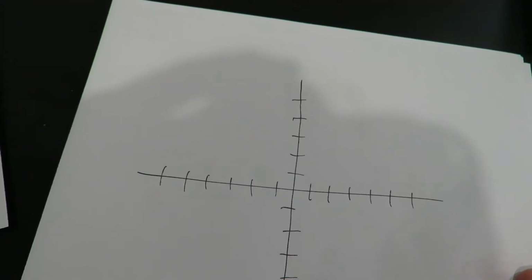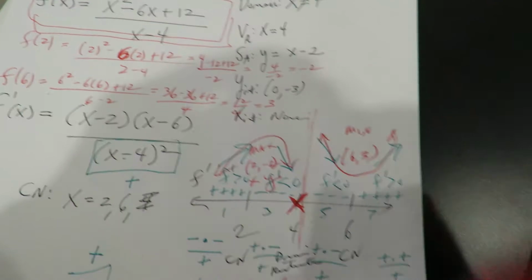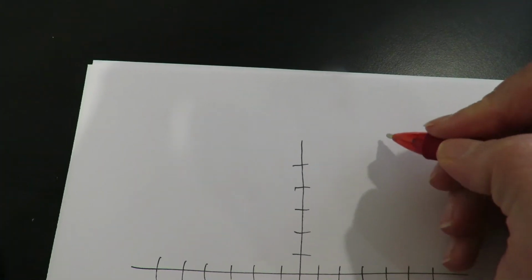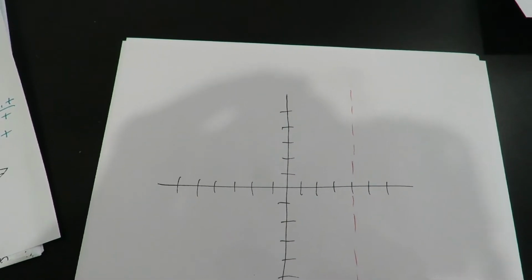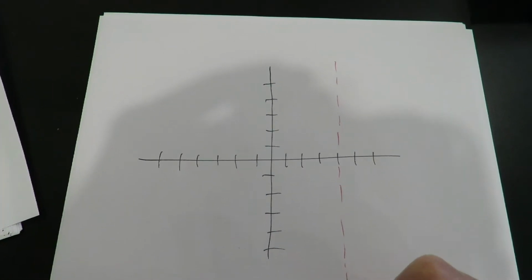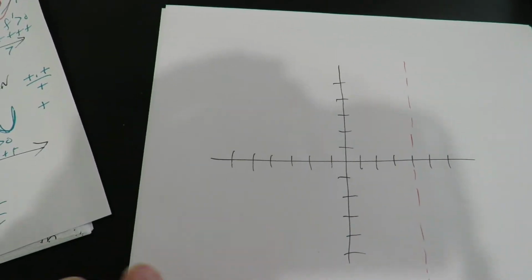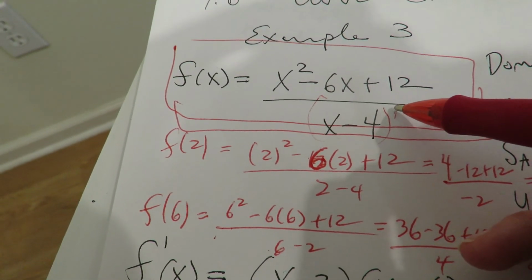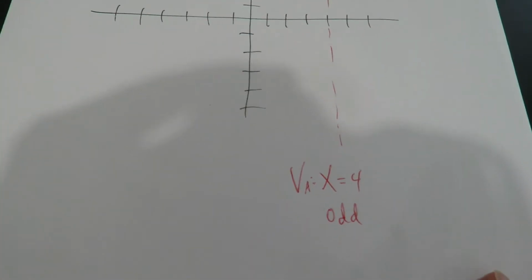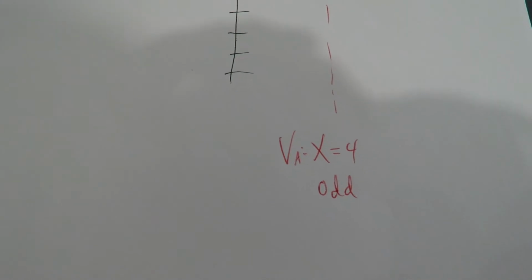All right, so let's put this up. I'm going to start with the VA of 4. So we got a vertical asymptote at 4. If you remember even and odd, this would classify as odd. It classifies as odd because you just have one of these binomials, not two. So that means it's going to go in opposite directions, if you remember that rule. If you don't, that's okay, you'll figure it out.